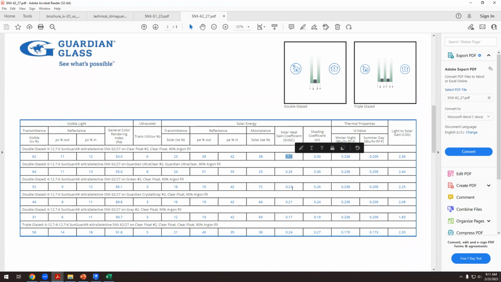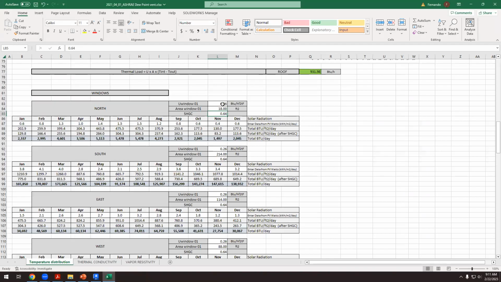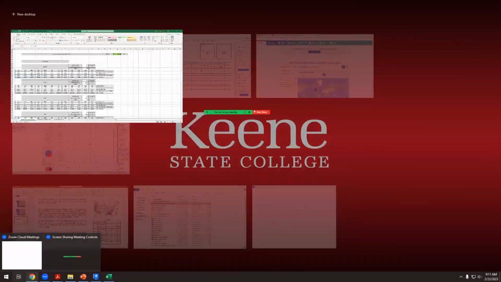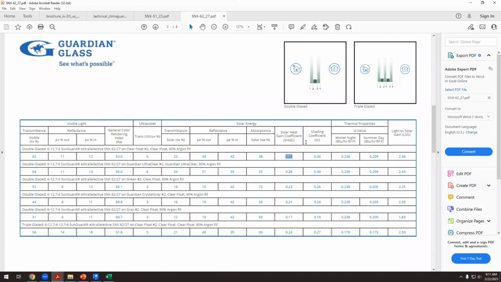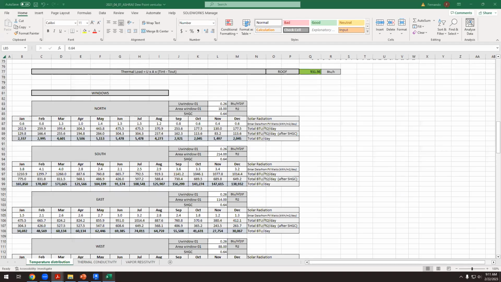Imagine that we select this one. Okay, so the solar heat gain is 0.26, and the U value is 0.23. Okay, so this is 0.23, and solar heat gain coefficient 0.26. Okay, and now we have to type the same numbers.